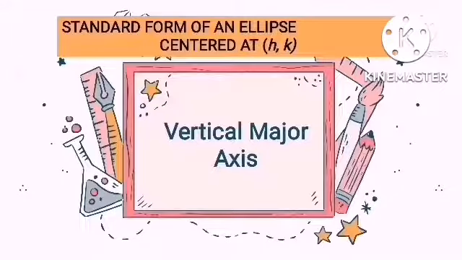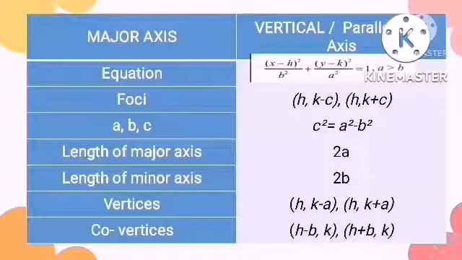Since Miss Ria is done discussing the standard form of a horizontal major axis of an ellipse centered at h, k, so now let's proceed into an example of a vertical major axis of an ellipse centered at h, k. So here are somewhat the formulas or the basis in getting the standard form of a vertical major axis of an ellipse which is centered at h, k.